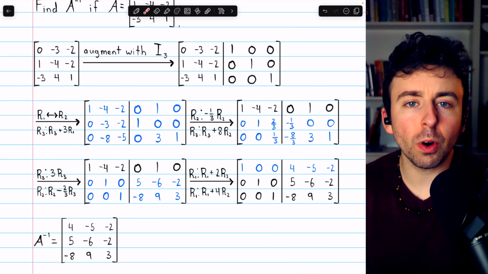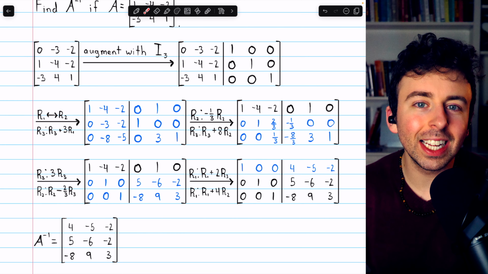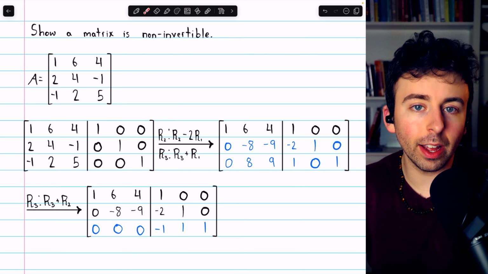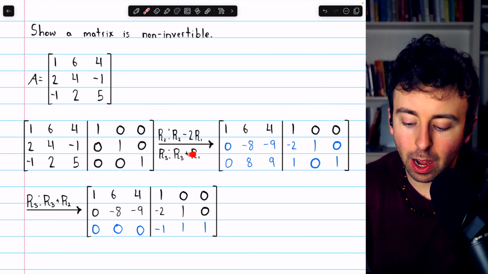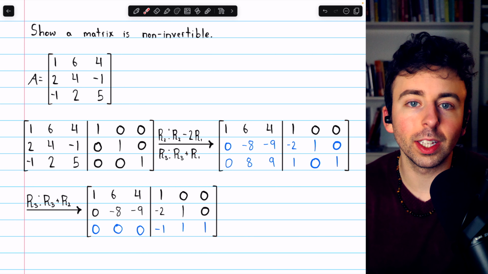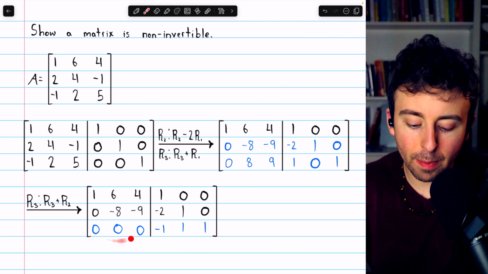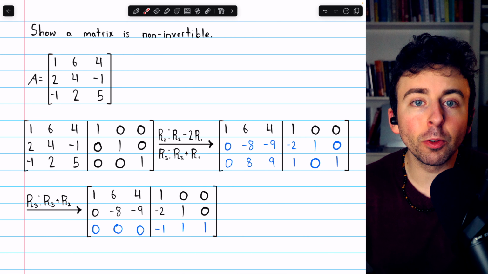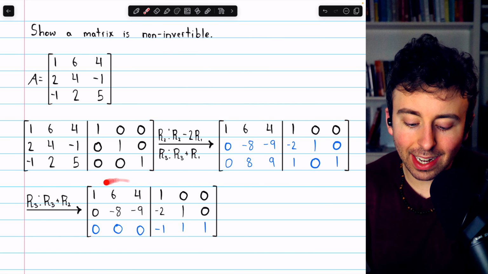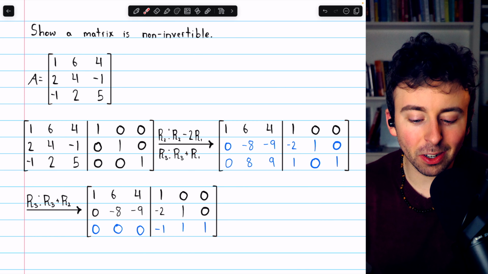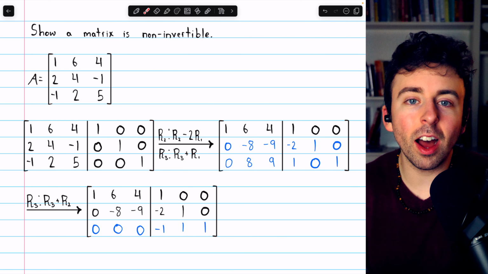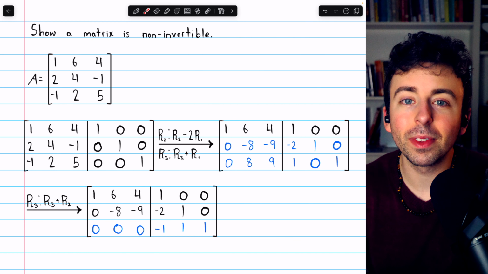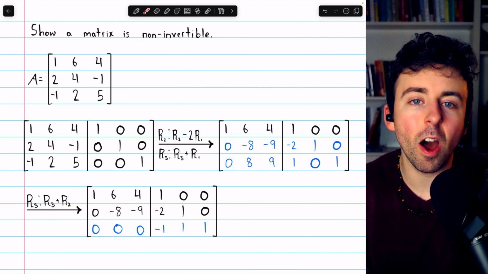Now, what would happen if we try to perform this process on a non-invertible matrix? In this example, we show that the matrix A is not invertible by trying to carry out this algorithm, performing Gauss-Jordan elimination, but then we get to this step, where on the left, we have a row of zeros. Now remember, the algorithm is complete once we have the identity on the left. But clearly, the matrix A is not going to get reduced to the identity. Its reduced row echelon form is not the identity, and so it's not invertible.